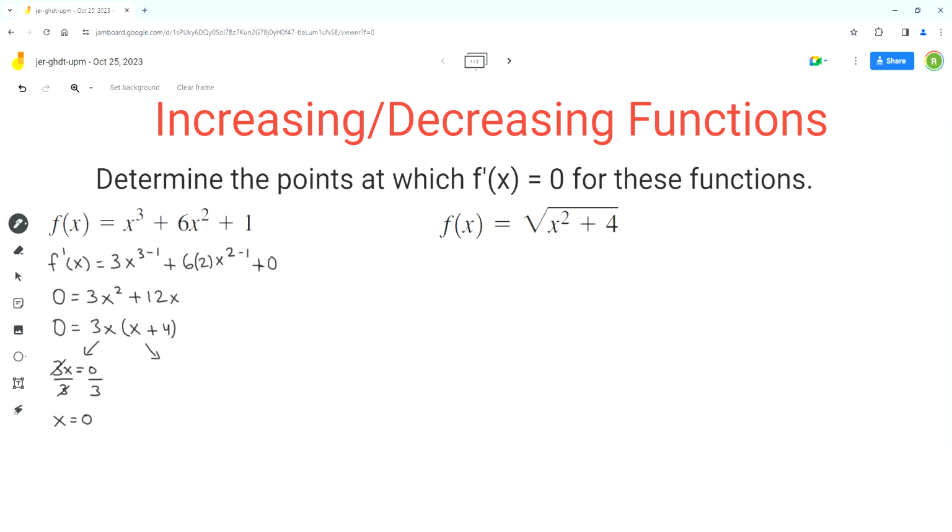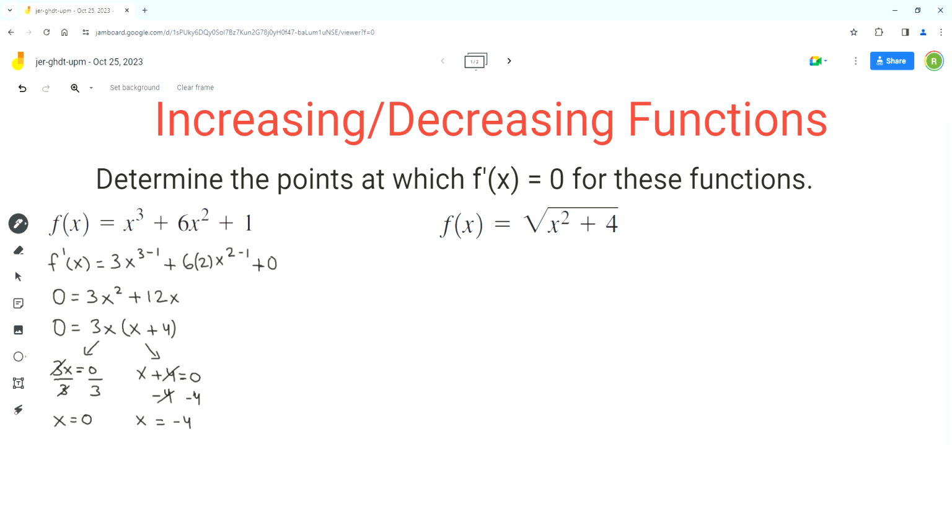And now in the second case, we set the other factor equal to 0. So x plus 4 equals 0. And now we can isolate x by subtracting 4 from both sides. So the 4's on the left side will cancel each other out and we get x equals negative 4. So we got two x values at which the derivative is equal to 0.